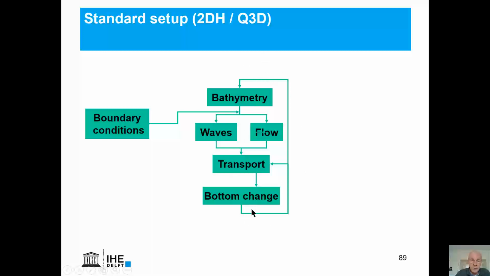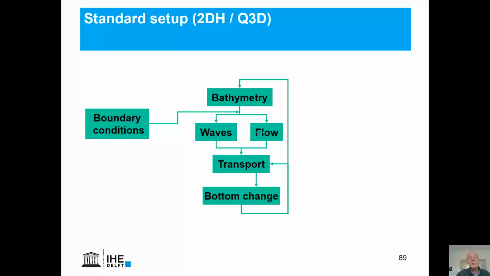And there is a quick loop that just does a simple adaptation of the sediment transport directly based on the bottom changes, but a slower loop where, after a couple of these intermediate transport steps, we have to update the whole bathymetry, the whole wave and flow simulations again.